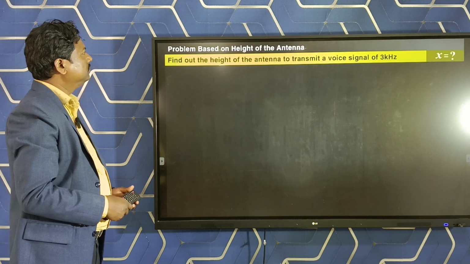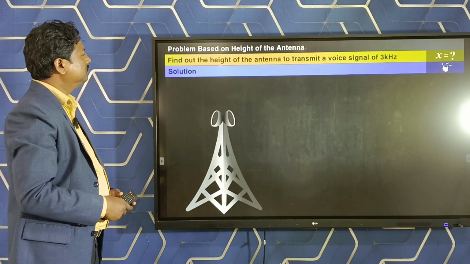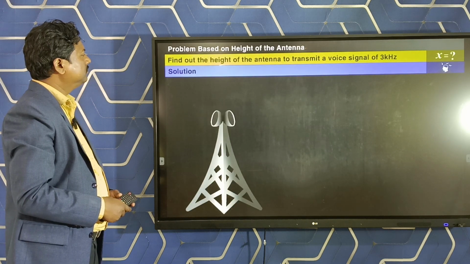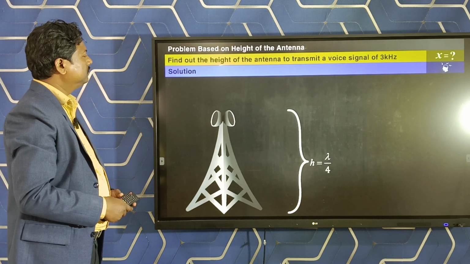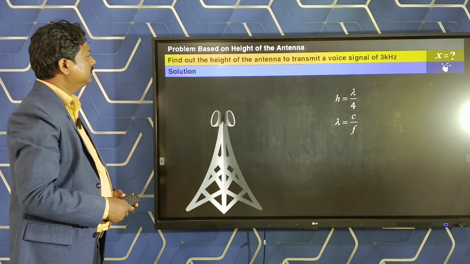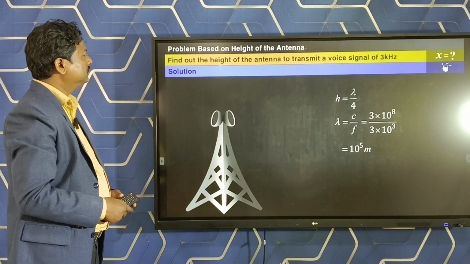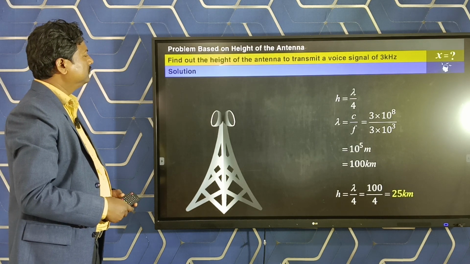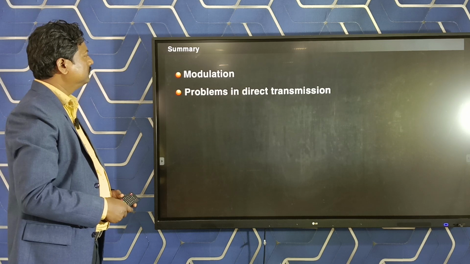Now, let us solve a problem based on height of the antenna. Find out the height of the antenna required to transmit a signal of frequency 3 kHz. We know that for efficient transmission, the height of the antenna should be equal to lambda divided by 4. We can obtain the wavelength from the equation shown here. Thus, the wavelength is 100 kilometers. One-fourth of it is 25 kilometers. From this lesson, you have learnt about modulation and problems in direct transmission.